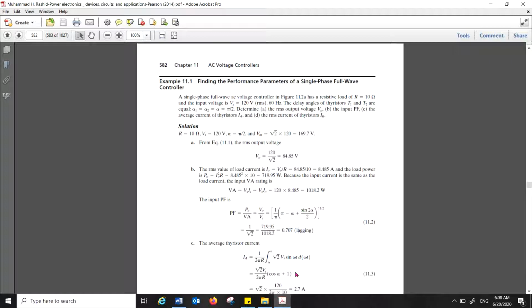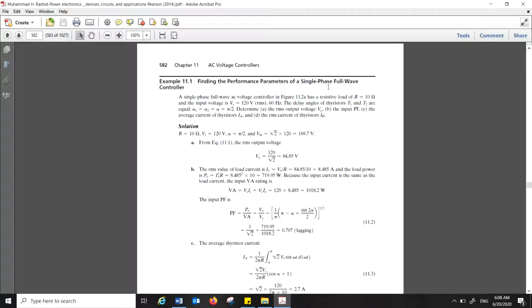Now let's see the performance parameters for this circuit. It's also pretty interesting, but you need to be very keen and attentive during this whole process. Understanding is important. Finding the performance parameters of the single phase full wave controller.